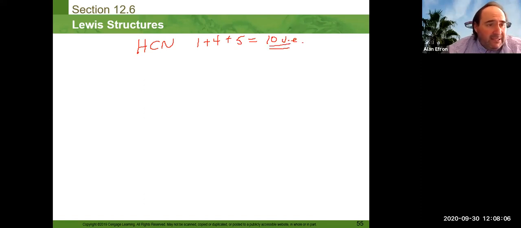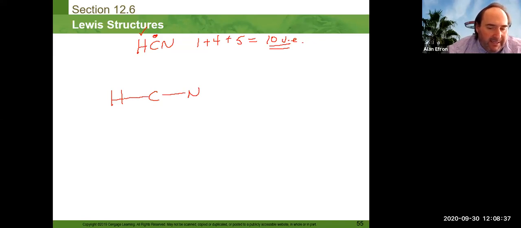We want the least electronegative in the center. Hydrogen cannot be in the center. Between carbon and nitrogen, carbon is the least electronegative out of the 2. Carbon is further to the left on the periodic table. So the logical arrangement here would be carbon in the middle, nitrogen and hydrogen on the outside. At this point, what I want to do is make one single bond from our center carbon to our nitrogen and from our carbon to our hydrogen.